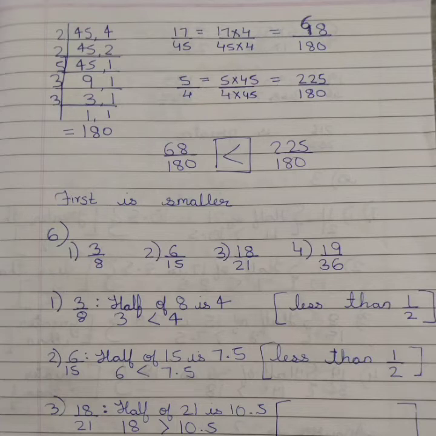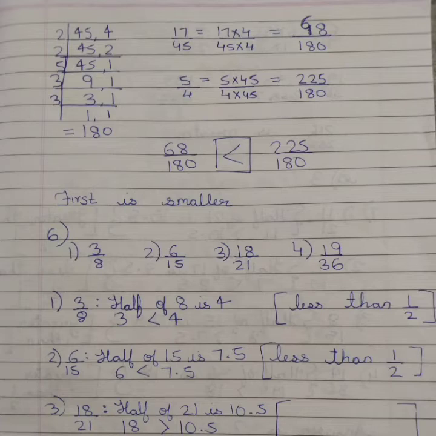So 17 by 45, 45 into 4 equal to 180. So multiplying 4 to 17, so 17 into 4 divided by 45 into 4, which is 68 by 180. 5 by 4, 4 into 45 is 180. So multiplying 45 to the numerator also. 5 into 45 divided by 4 into 45 equal to 225 divided by 180.